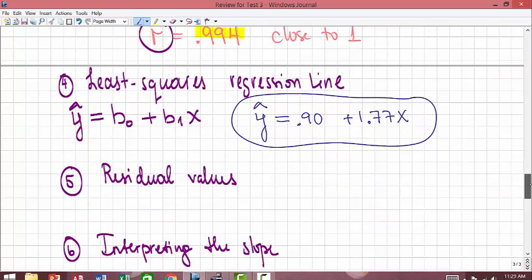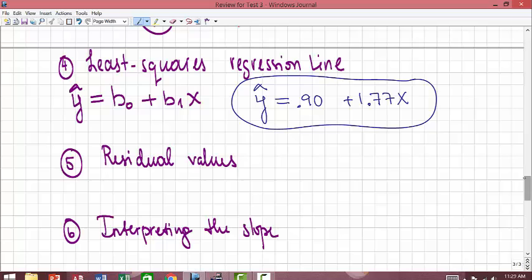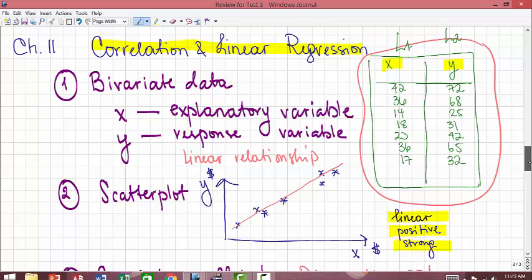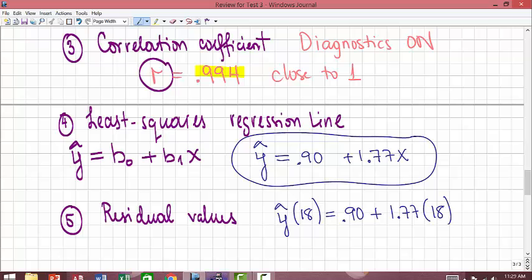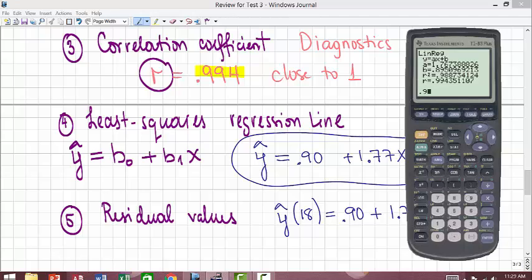Let's go ahead and talk about residual values. Let's say I would like to find y hat, or predict the value of y if my x is, let's say, 18. Okay, so if my x is 18, then I would do 18 times 1.77 plus 0.9. Okay, so let's do that computation real quick. So 0.9 plus 1.77 times 18. Okay, 32.76.